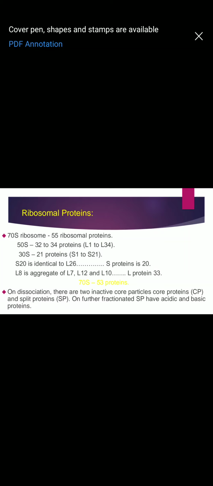If we talk about the split proteins, we have a small number of proteins gathered together. There may be acidic proteins as well as basic proteins. It has been estimated that in 70S ribosomes, we have 55 ribosomal proteins. The larger subunit, the 50S subunit of the 70S ribosome, has 32 to 34 proteins. As 32 to 34 proteins are present in the larger subunit, they are designated as L1 to L34.